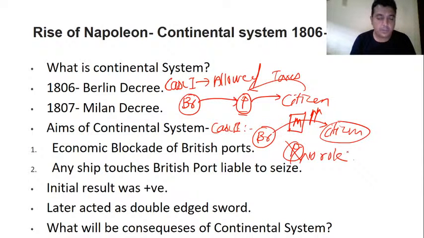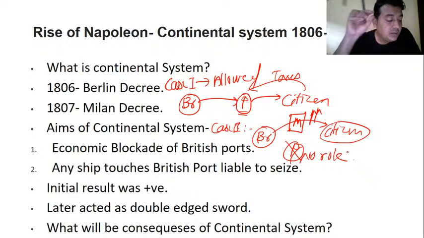And now there are many countries who started opposing the continental system. Best example, Papal State. Even the states which were directly or indirectly under Napoleonic rule also started criticizing the continental system because their economic interest was hurt more.